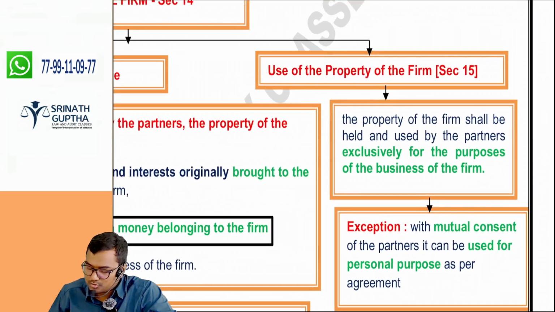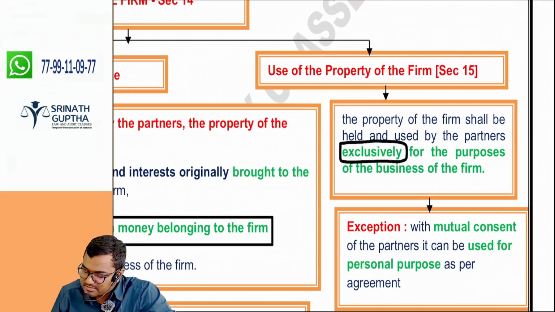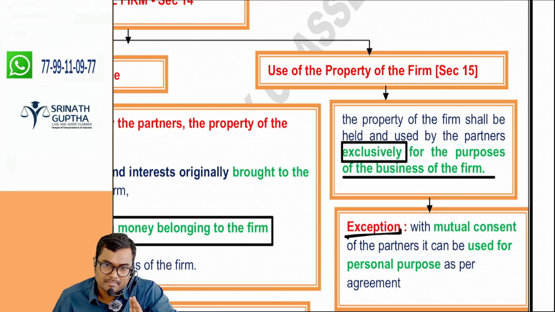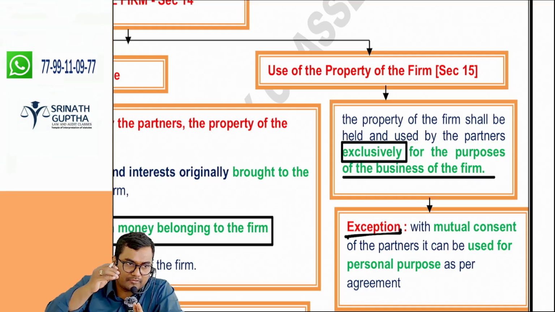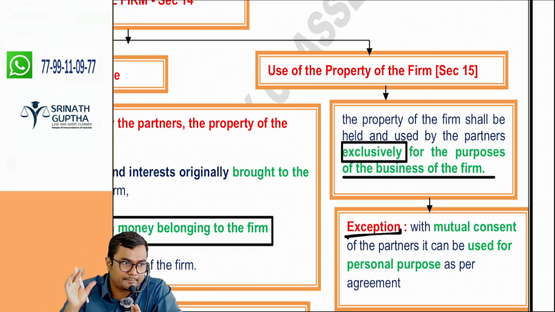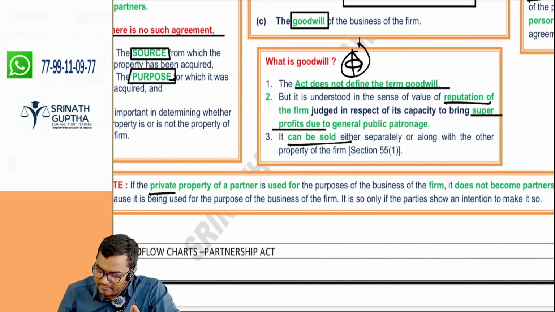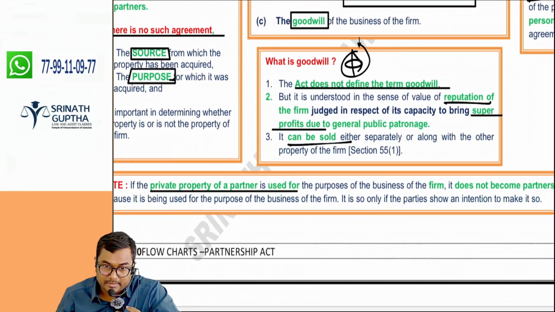How to use the firm property? Property of the firm should be used exclusively for the business of the firm, but not for personal purpose. Exception: with the consent of the partners, we can also use the firm property for personal purpose, as per agreement. For example, we can use a firm car for 50 kilometers per month per partner for personal purpose. And just because private property is used in the business, for example my personal car or my personal laptop brought into the shop, it will not become firm property just because it is used in the firm.